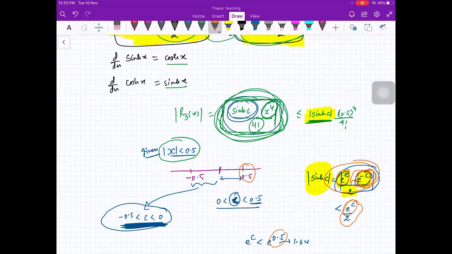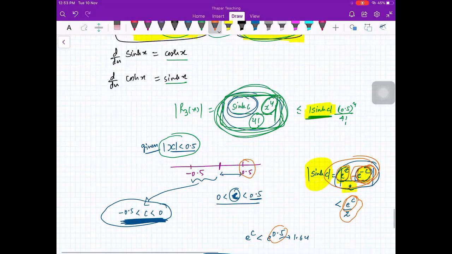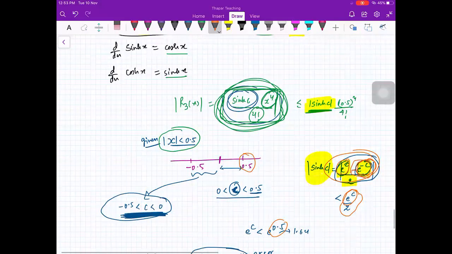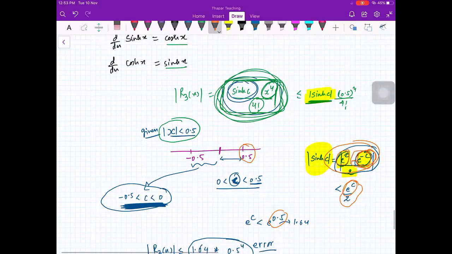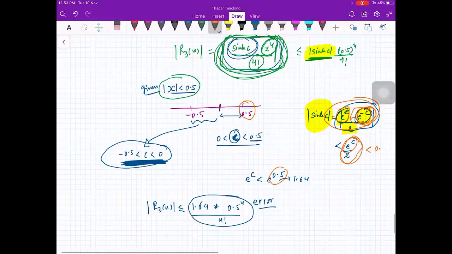Oh, we had to divide by 2 also, right? So by 2. So e raised to power c by 2 is less than 0.82. I'll write here 0.82. So your final error is less than 0.82 into 0.5 raised to power 4 upon 4 factorial. Clear? You can compute this number, whatever it is, that is your answer. Got it, beta?